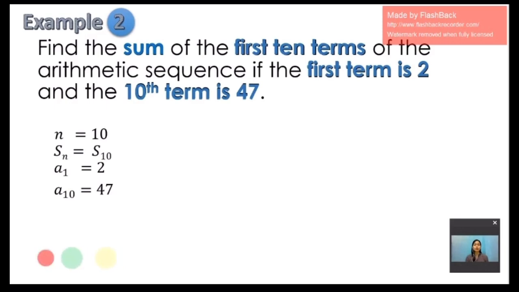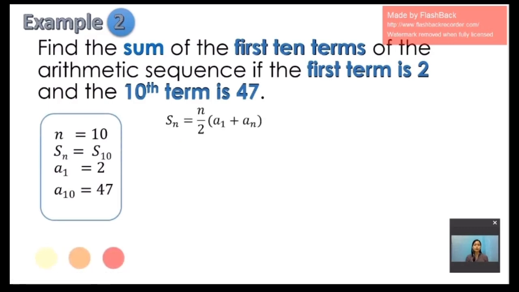So you can solve it on your own by pausing the video, and when you're done answering, you can play the video. So let's start solving.